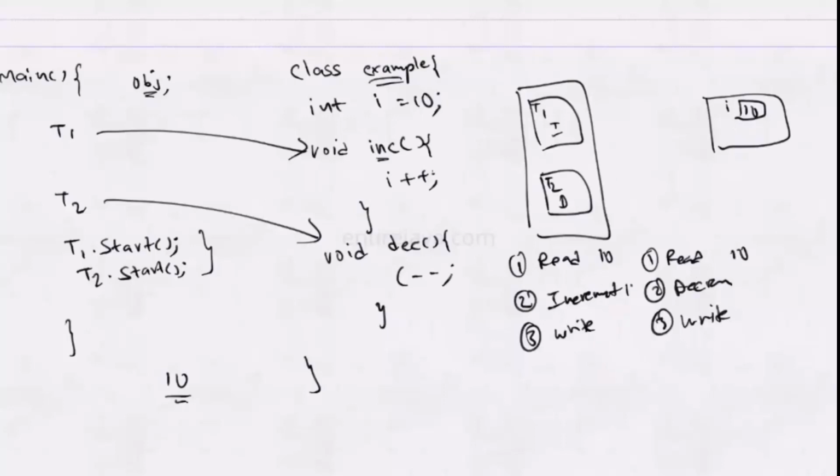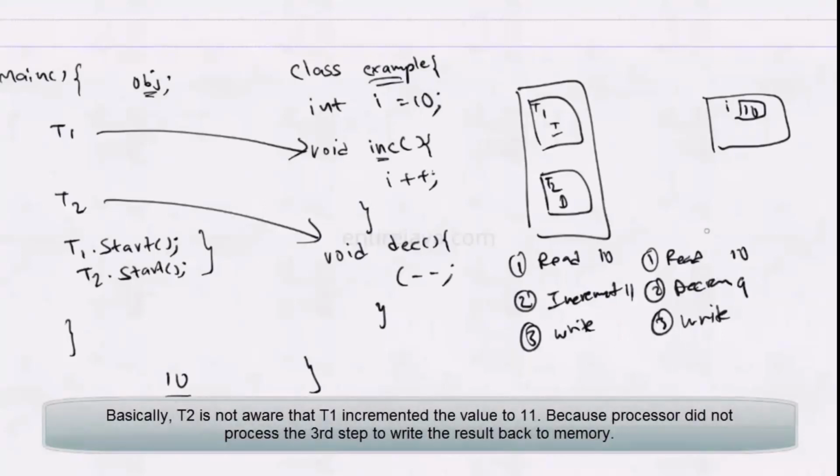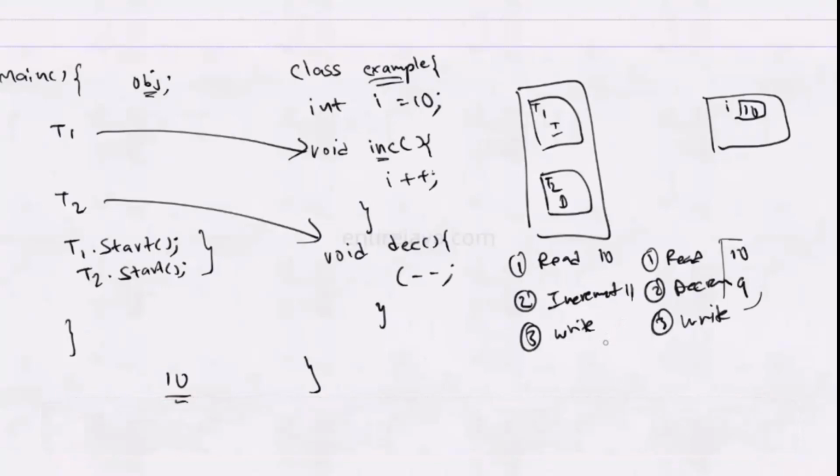Thread 1 increments the value to 11, and thread 2 decrements the value to 9, because that's what it read in here. Let's assume thread 1 finishes first and writes the value back to the memory. So it writes the value 11 in the memory. And when thread 2 finishes, it's going to write the value 9. It's going to overwrite this value of 11 and make it 9. This is wrong.